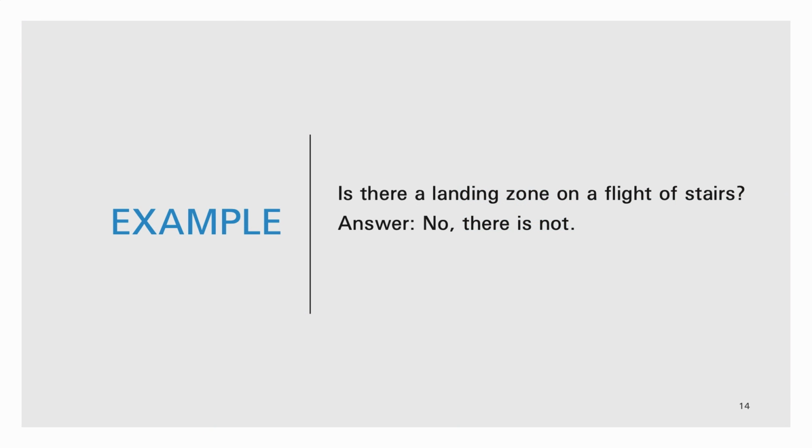Let's consider this example from the checklist itself. Is there a landing zone on a flight of stairs? If the answer is no, there is not, then the impacts must be stated. Potential impacts include, but are not limited to, physical strain on those using the stairs, unintended marginalization of those who have cardiovascular diseases, marginalization of those who are not of normalized physical fitness, etc. And this list can continue.